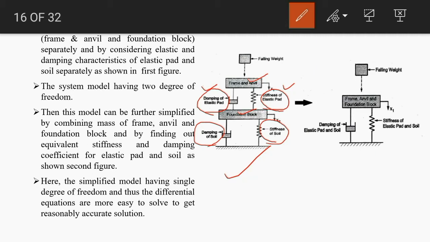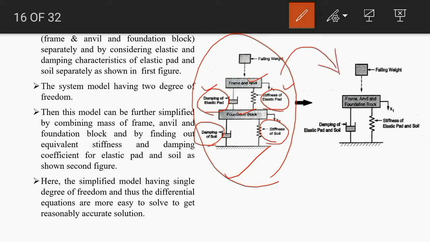So this mathematical model is further simplified as this model. Here we can see that we have to find out equivalent stiffness and equivalent damping coefficient, so that we can simplify the model like this. This model has only a single degree of freedom and it is very easy to solve. So by simplifying the model, we can get a reasonably accurate solution.